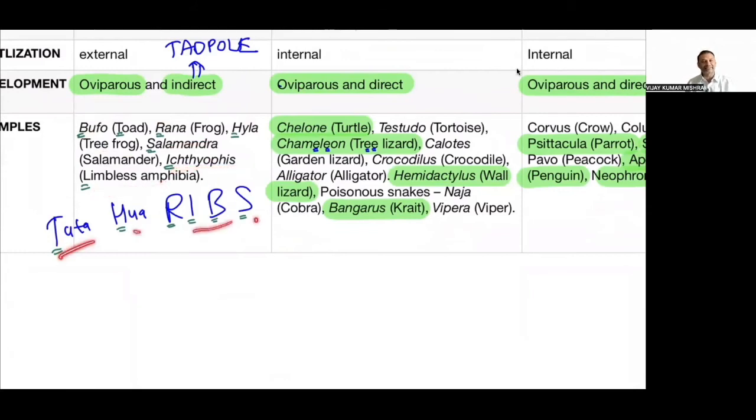The trick is "TuTa HuaRibS". T for toad. H for Hyla. R for Rana. I for Ichthyophis. B for Bufo. S for Salamander. So all are included.